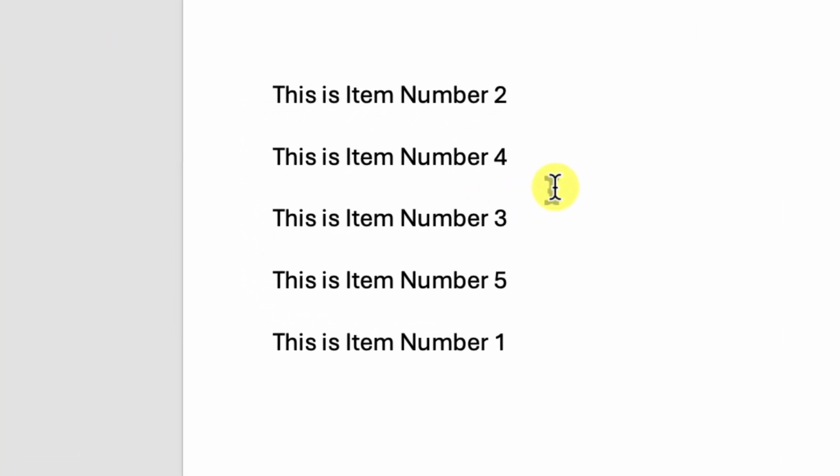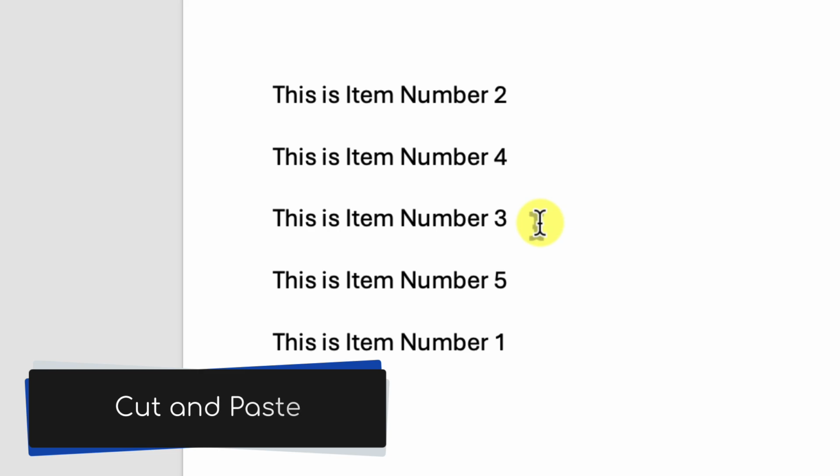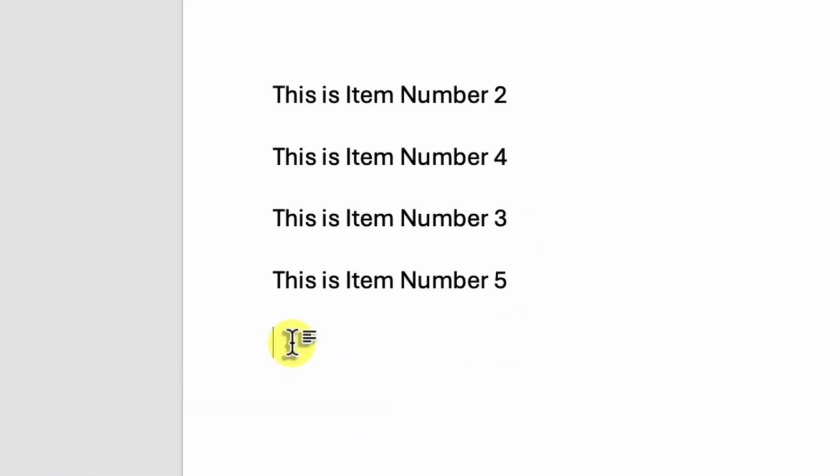Here is my Word document, and I have 5 lines of text that are out of order. Item number 1 is down here at the bottom, item number 2 is up here at the top, and item number 3 is here in the middle. Traditionally, if I wanted this in order, I would select item number 1, use the cut command, and then head back to where I want it and paste it in.